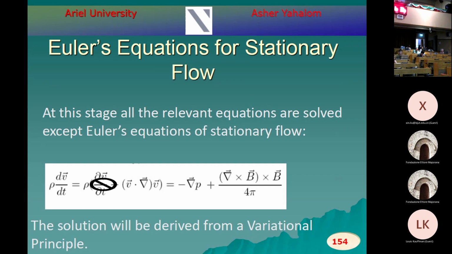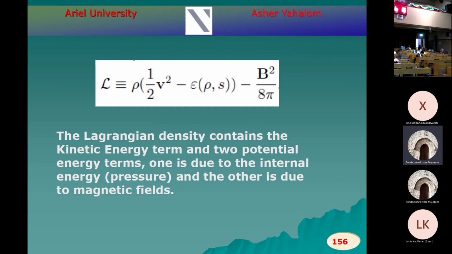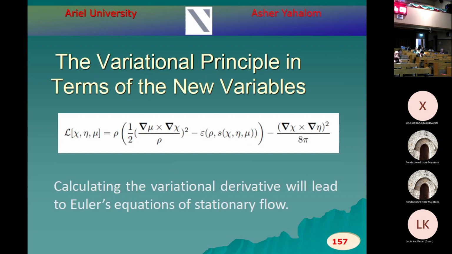Okay, so we solved all the equations of magnetohydrodynamics except the Euler equation. This is how it looks for a stationary flow, and the solution will be derived from a variational principle. Again, we have an action and a Lagrangian density, and this is the Lagrangian density. It's the standard one. We don't have to add anything.